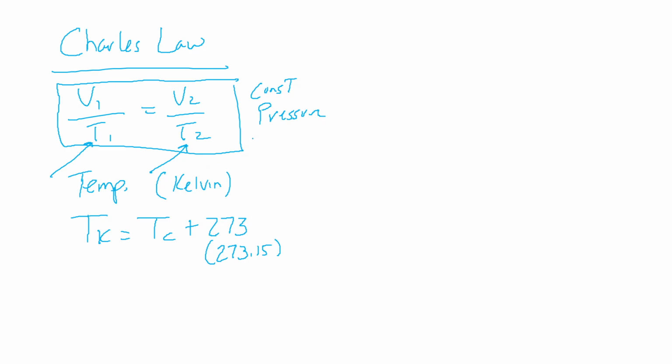So what happens here with Charles' law? We always think about it. In this case, a really important aspect of it is the constant pressure. So what we see in Charles' law is as the temperature increases, so does the volume. And as the temperature decreases, so does the volume.